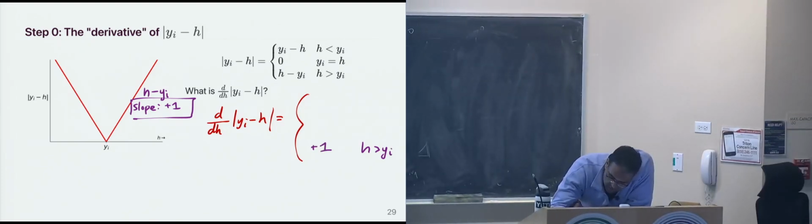And what about over here? In this line segment, where we're outputting yi minus h, what is the slope there? Good, negative 1.